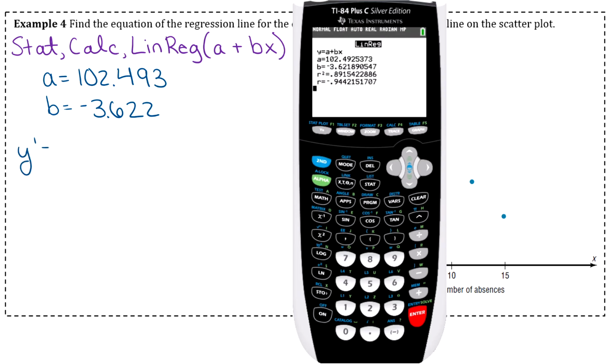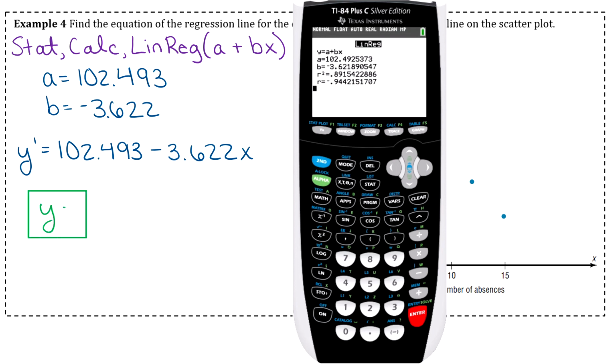So it's y prime equals a plus bx, so you're going to write it as y prime equals 102.493 plus negative 3.622x. I don't like to ever write plus negative, so that's why I have it with a minus sign. You can do either one. And that's your equation of the regression line. And then our next step is the question wants us to also graph that on our scatter plot. So we'll do that in our calculator as well.